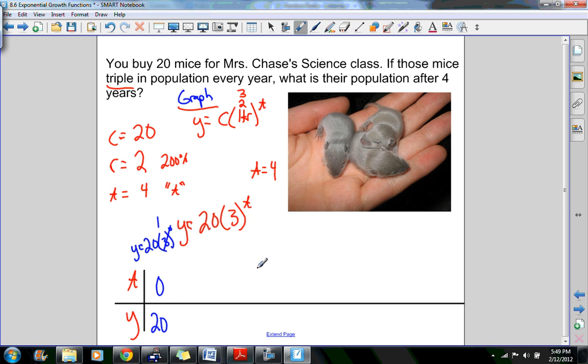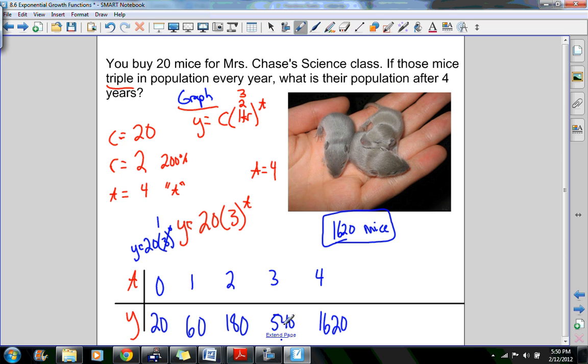And we know it triples every year. So 1 has to be 60. 2 has to be 180. 3 would have to be 540, and I'm doing that just by tripling. And 4 would have to be 1,620. Okay, so there's our answer. It's 1,620 mice.